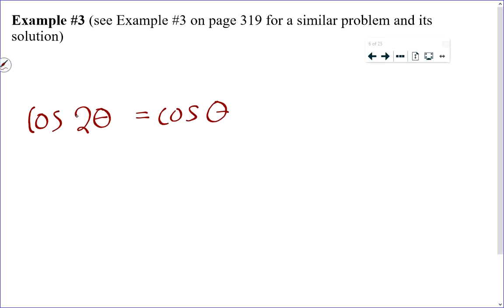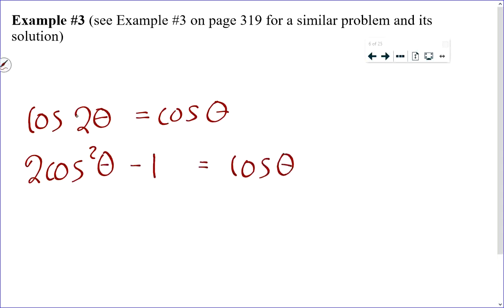I'll tell you right now, any of those 3 options will eventually get us there, but one will get us to our destination a lot quicker. Which of the 3 should we use? Jason? The 2 cos squared theta minus 1. Excellent. So I'm going to write 2 cos squared theta minus 1 equals cos theta. And why is that? I think it's obvious, but other people might not know why it's obvious. Why are we choosing that one?